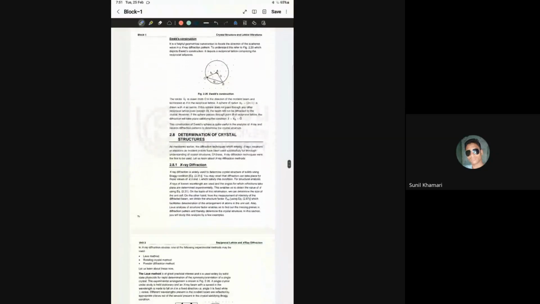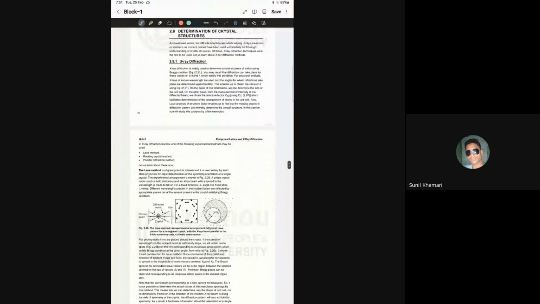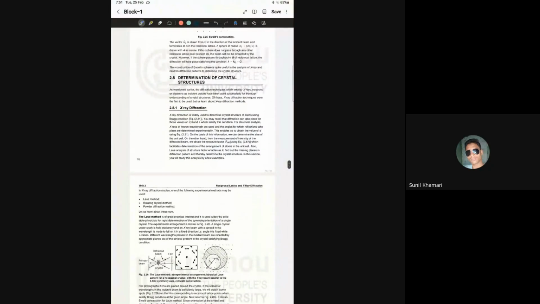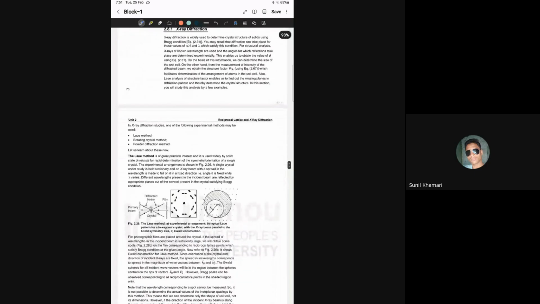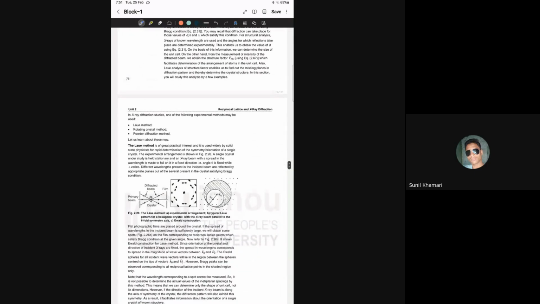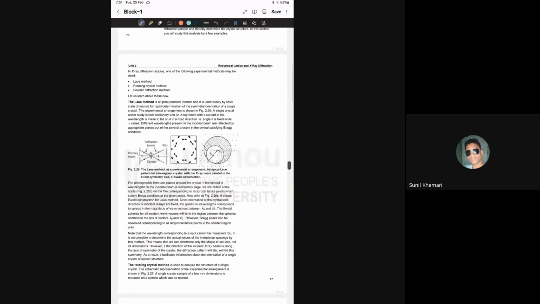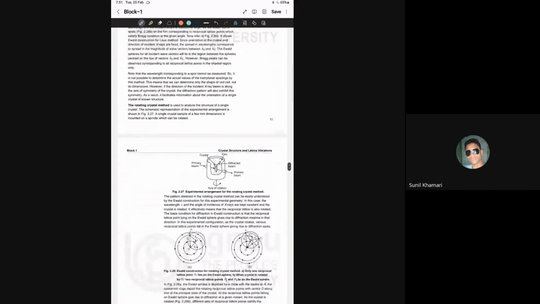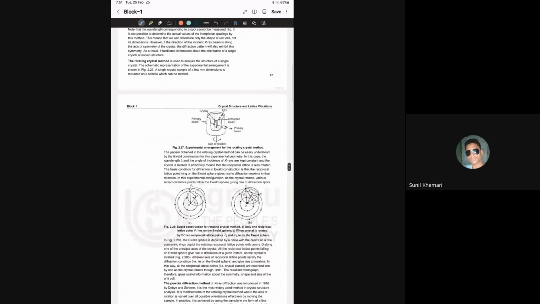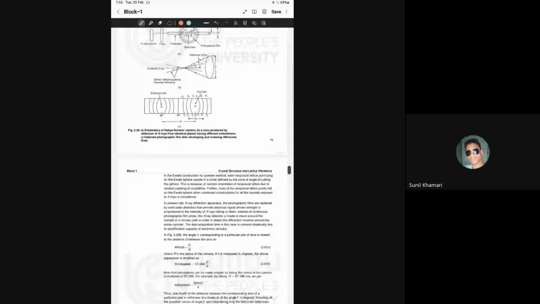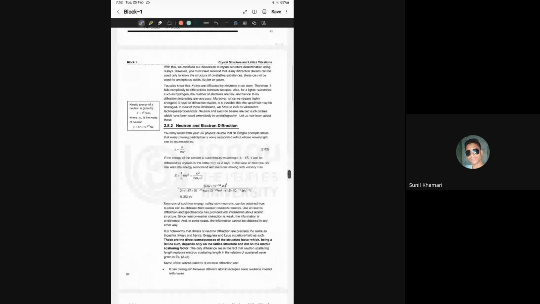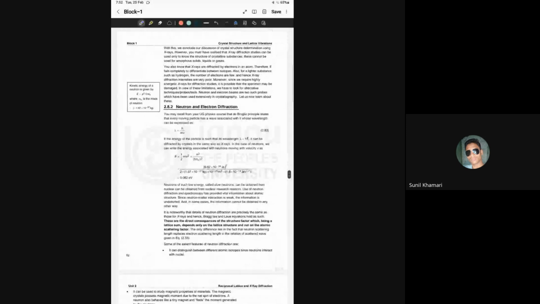So I think I'll possibly stop it here. And next class, I will discuss a little bit about the instrumental part of X-ray diffraction and how exactly the X-ray diffraction is being done. And then we'll move over to the next part, neutron scattering and electron diffraction.